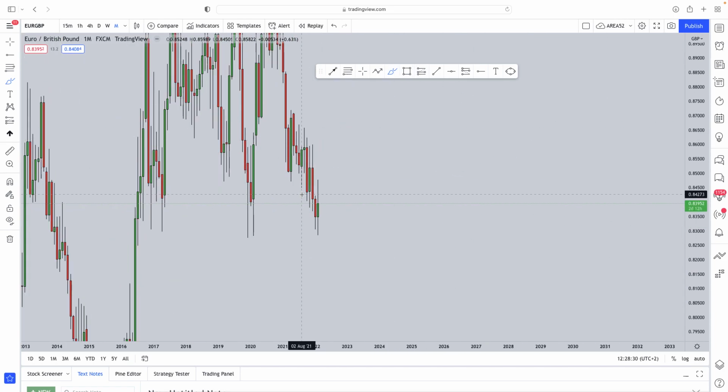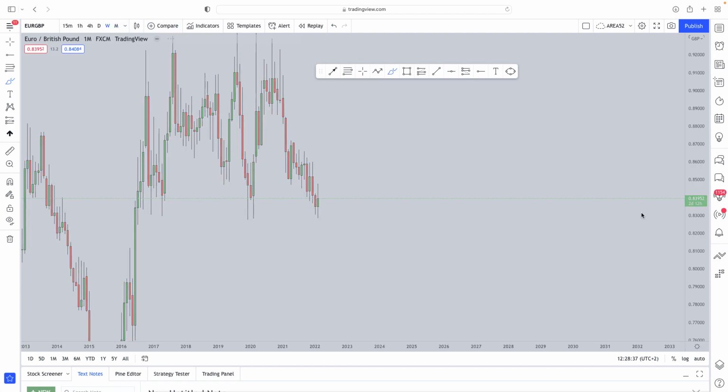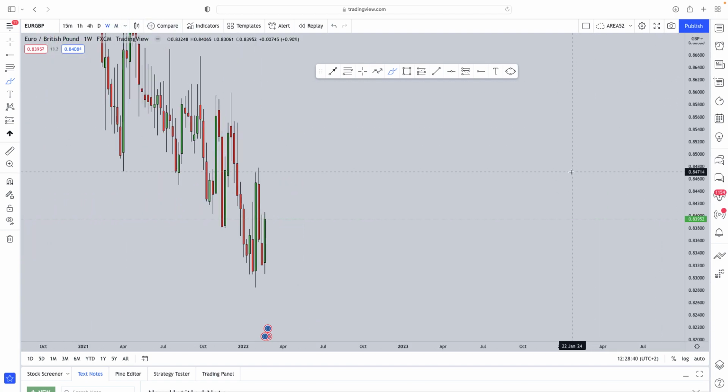So looking at the monthly time frame, we got support broken, testing it as resistance. We could probably see the market continue to the downside further going into next week. On the weekly time frame, what do we see now?